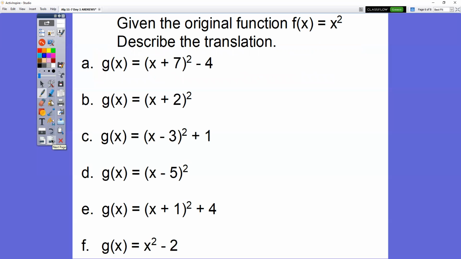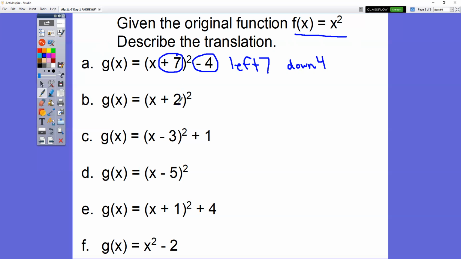So let's take a look at some of these. So let's just assume that your original equation is just x squared. So we need to describe exactly what's going on. When I take a look at A, I can see that I'm adding 7 just to the x value, and I'm subtracting 4 from the whole entire thing. So if you're adding 7 just to the x, that means we're going left 7. And if we're subtracting 4 from the whole thing, that means we are going down 4.